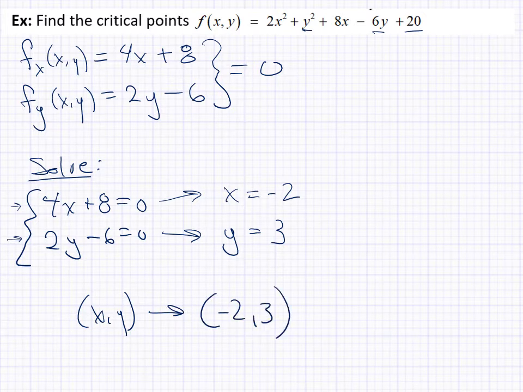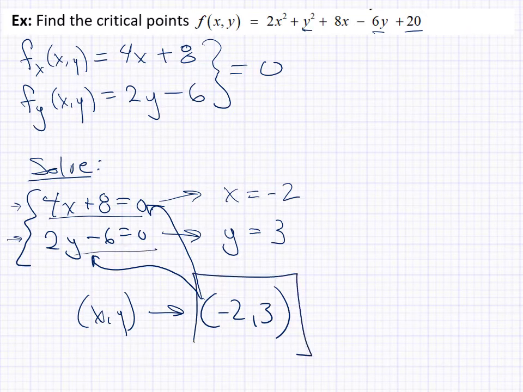Because if I take that point and I plug it into the first equation, I really only need the x value because that's all that's needed in that equation, and it'll make it 0. If I also take that point and plug it into the second equation, the only thing I really need is a y, because that's all that's in that equation. It'll make that 0. So this point here is my only critical point.